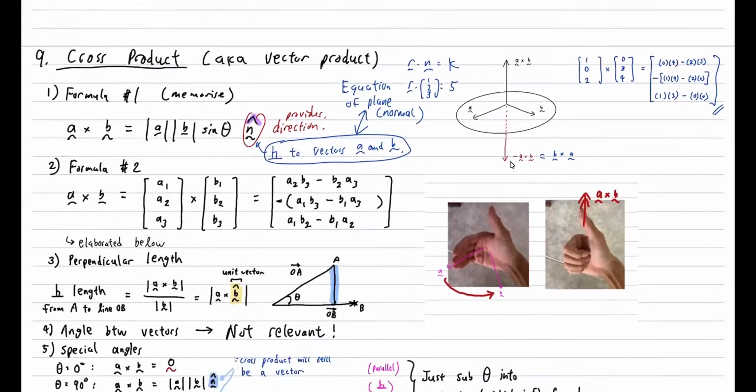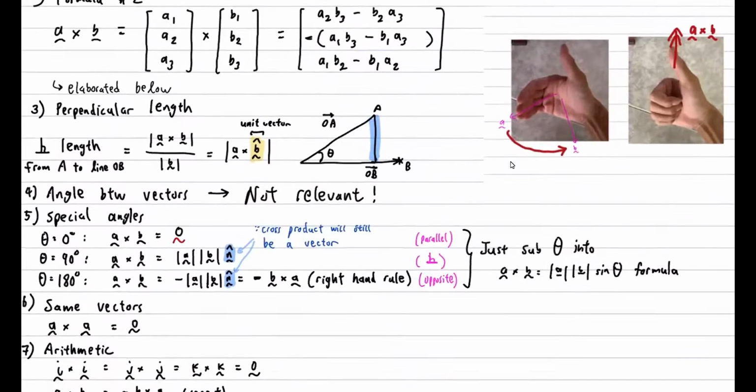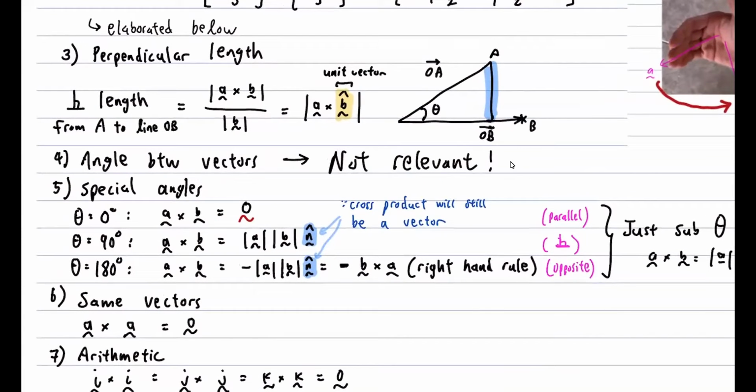Perpendicular length. You need to remember that the cross product will give you perpendicular length. Why? Because you involve sine theta, which means opposite over hypotenuse. What's opposite? This one, no? Theta, opposite. So it's always referring to perpendicular length. Must memorize, cross product is associated with perpendicular length.